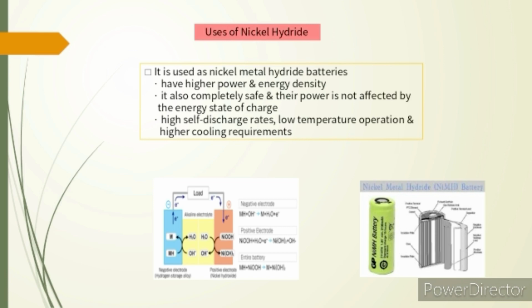Nickel metal hydride batteries have higher power and energy density. They are also completely safe and their power output is not affected by the battery's state of charge. However, nickel metal hydride batteries are very expensive and have a higher self-discharge rate, low temperature operation, and higher cooling requirement.